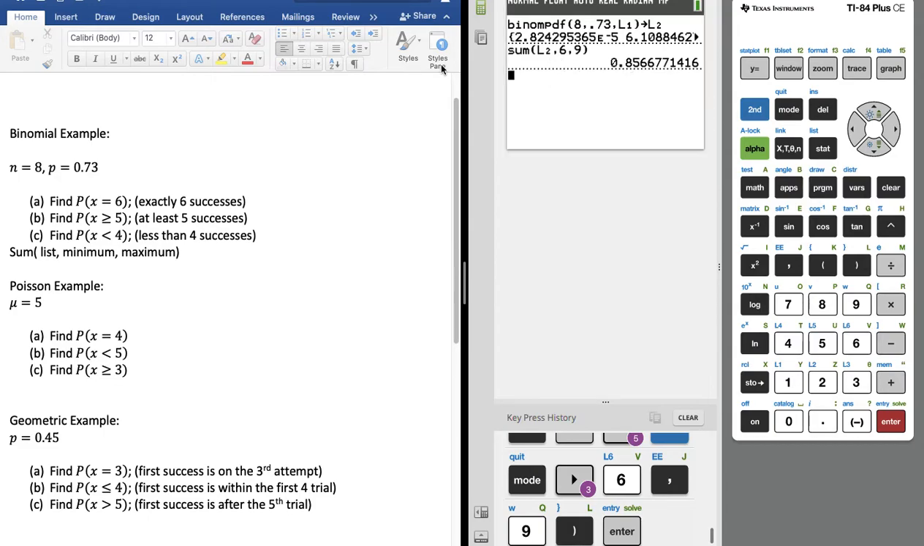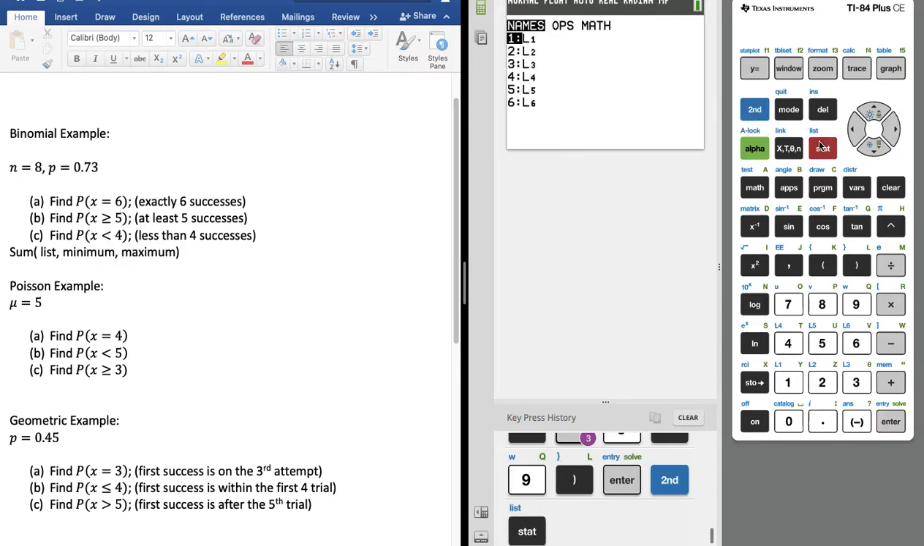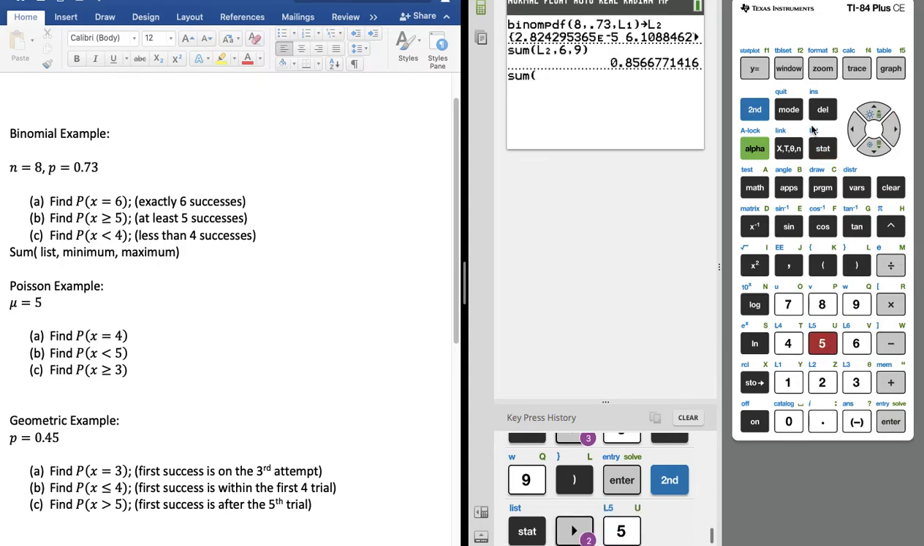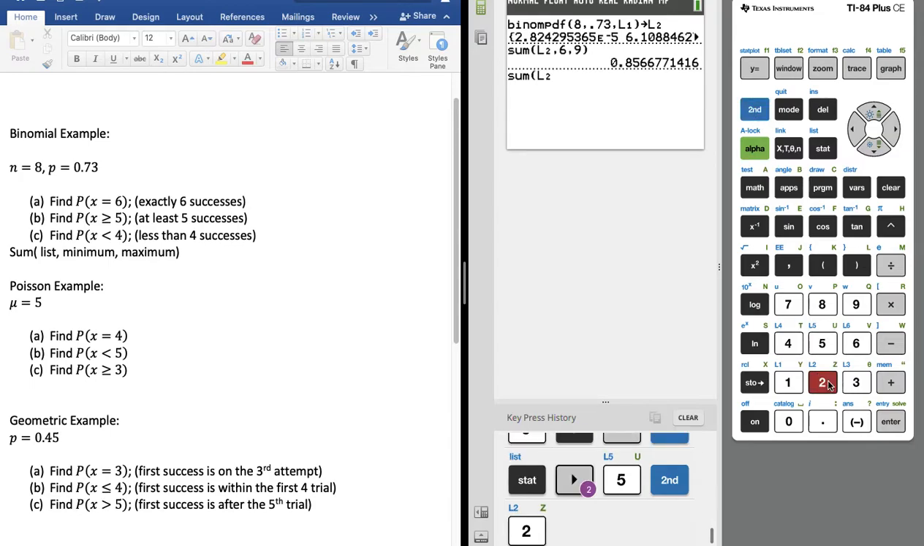Okay, so you've got an 85.7% chance that you'll have at least 5 successes. Okay. The next one we're going to look at is part C. So it says the probability of the number of successes being less than 4. Okay, so notice that this does not include 4. Okay, so we're going to do the same thing. So I'm going to hit second, stat, go over to math, down to sum, and I'm going to again use my list 2, we're adding up list 2.